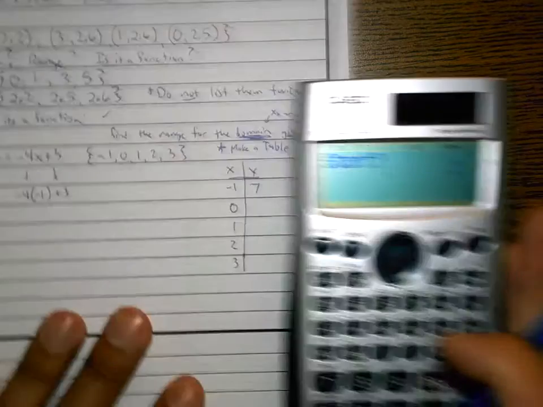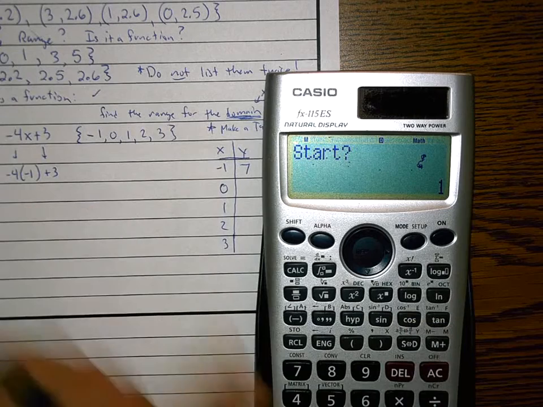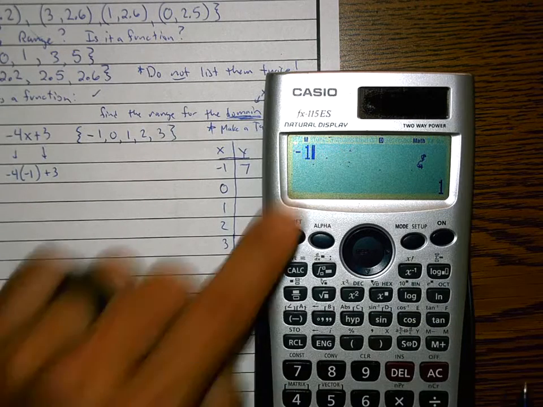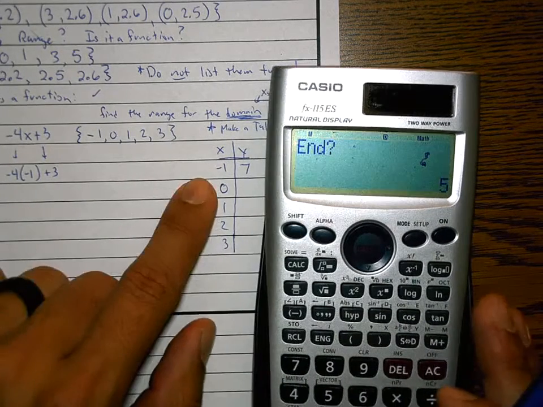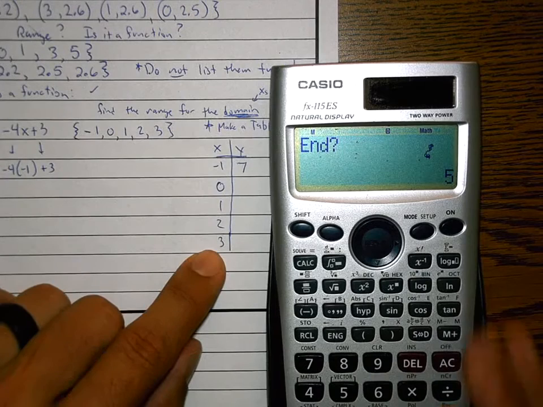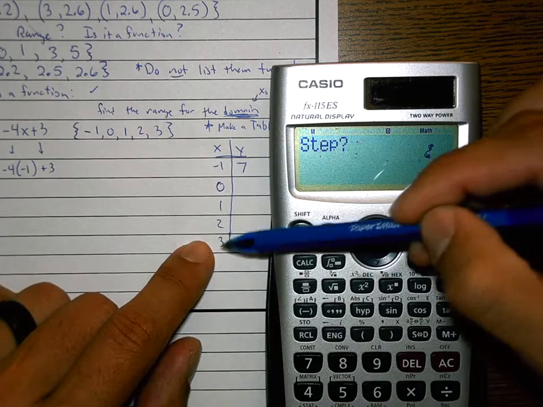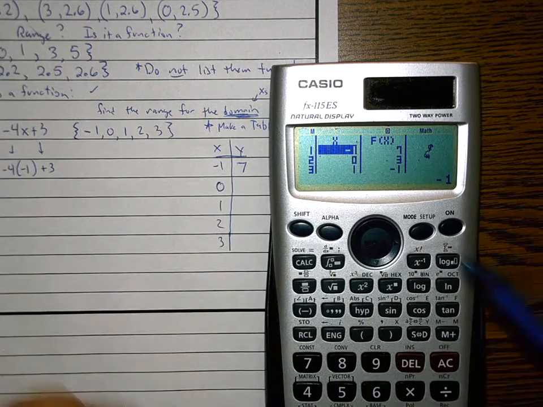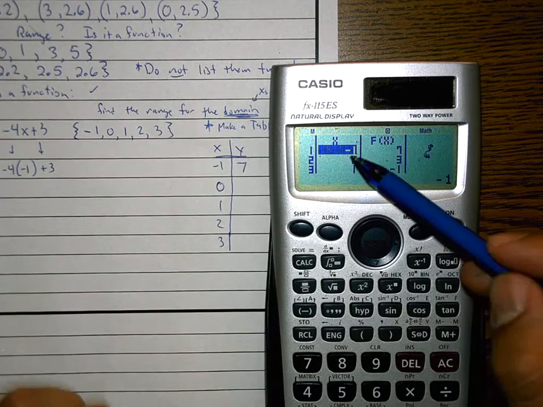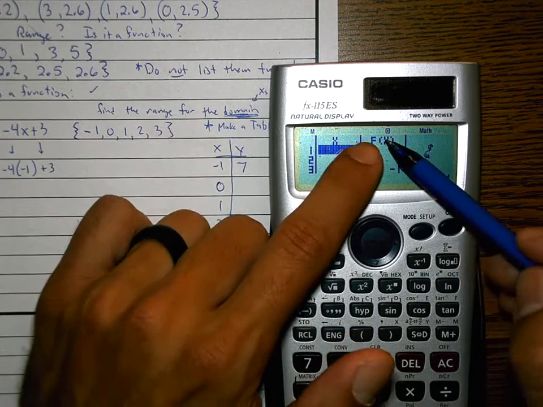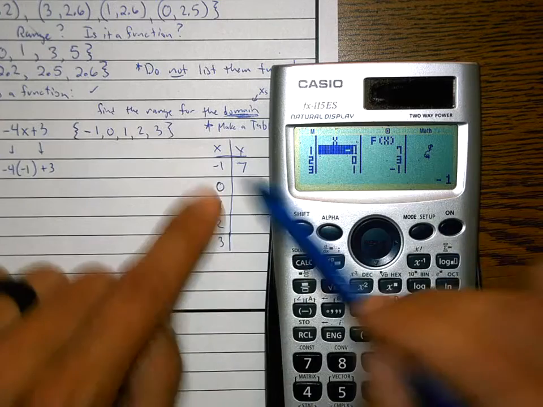So I want it to start at negative 1. I have to type in negative 1 to start. Where do I want it to end? 3. What is it going up by? 1. And when you do, what it's going to do is take the negative 1, plug it into the function, and it's going to pop out a number just like it did there.